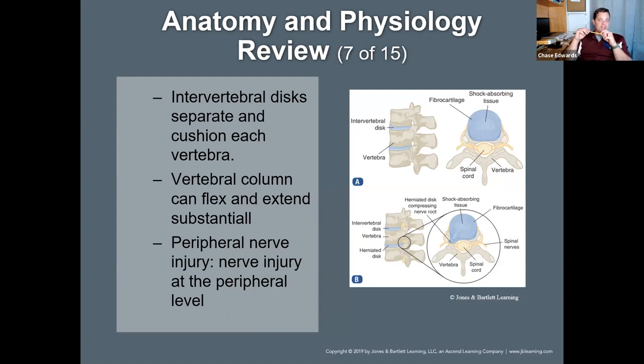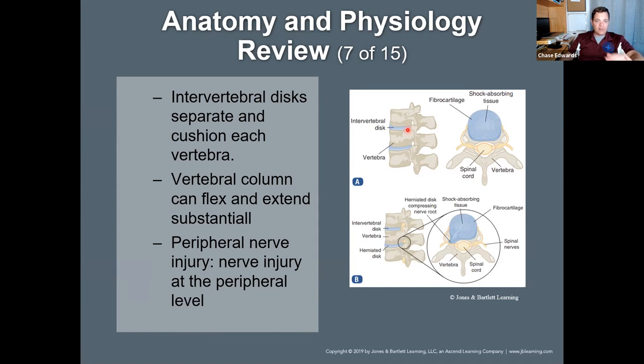The intervertebral discs separate and cushion each vertebra. That's what those blue discs are right here. Stress on the vertebral column may result in an injury to the spinal cord or nerve root injury. So peripheral nerve injury is a nerve injury at the peripheral level.